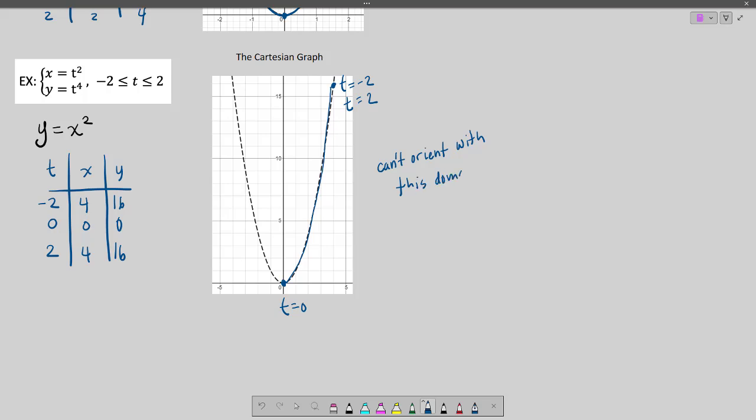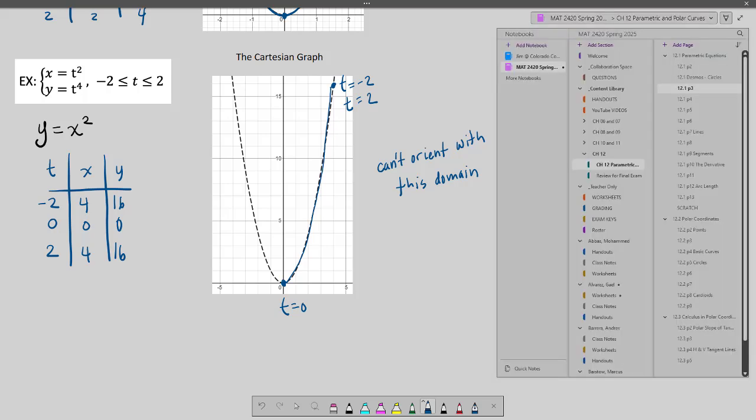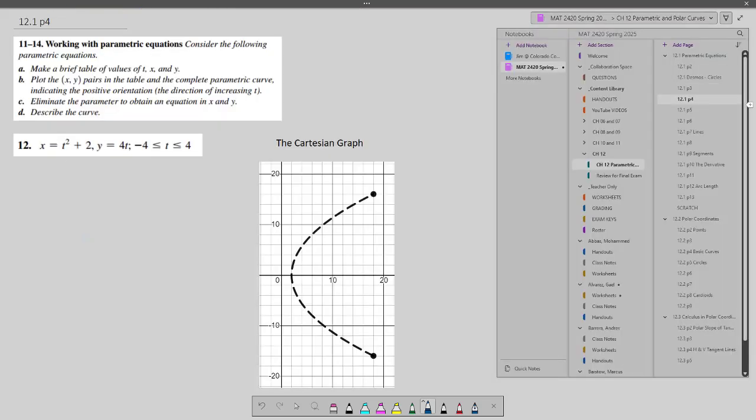With this domain. Obviously, if we changed our domain and we went 0 to 2, we could orient it, or if we went from -2 to 0, we could orient it. It's going down from -2 to 0, but then it's going up from 0 to 2. So you could break the domain apart into two different curves if you had to figure out an orientation for whatever reason, if you had to make it orientable.